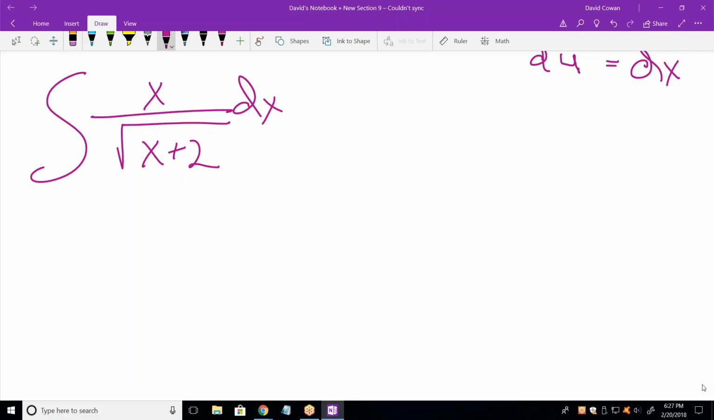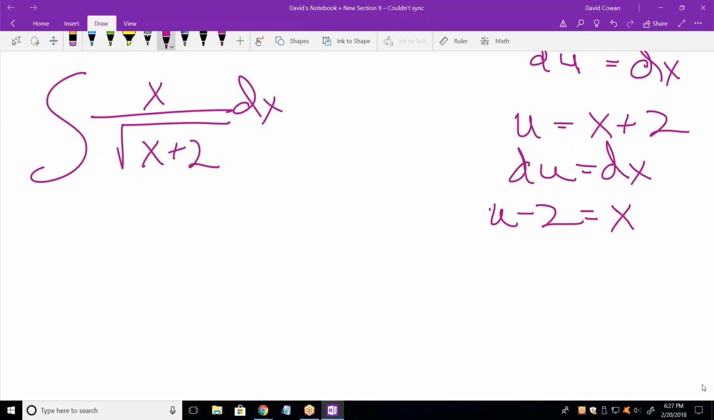Okay. Is this going to be the first type or the second type? First type? No. The first type requires that the derivative of u be on the other side of the fraction bar. And that's not what we're looking at here. In other words, this is going to be the second type. I'm going to let u equal x plus 2. But what that means is, first of all, du equals dx, but it also means x equals u minus 2. You with me? Mm-hmm.